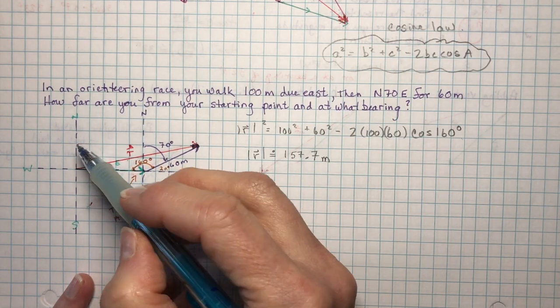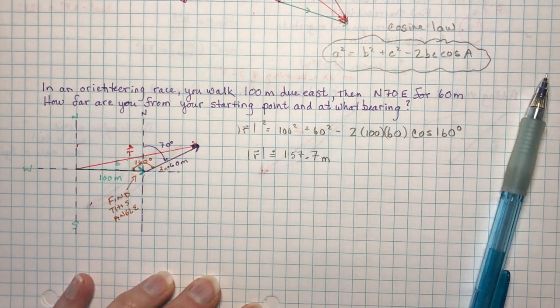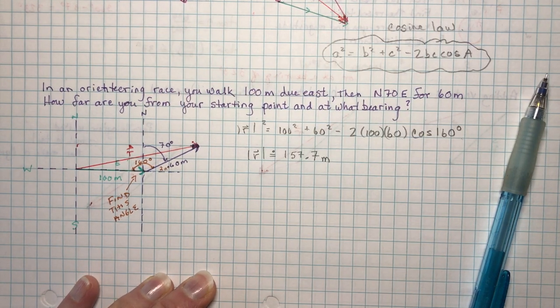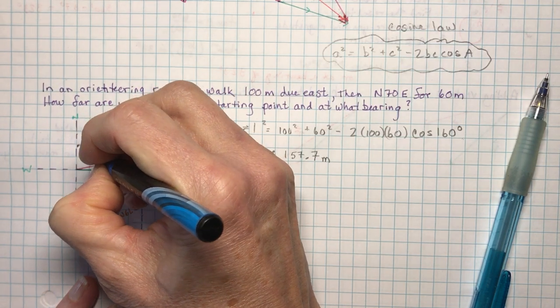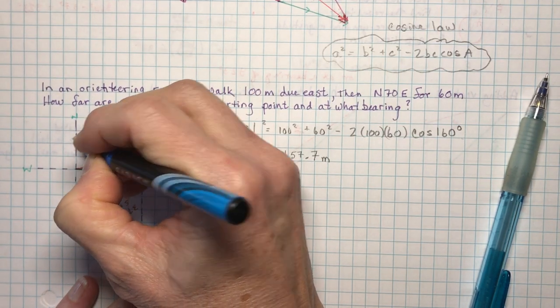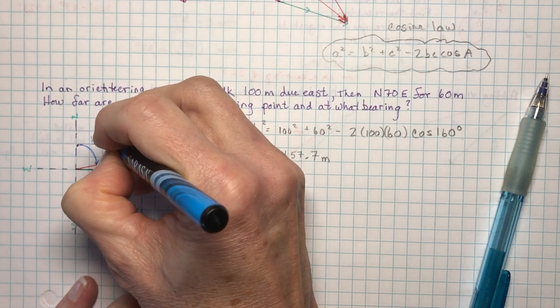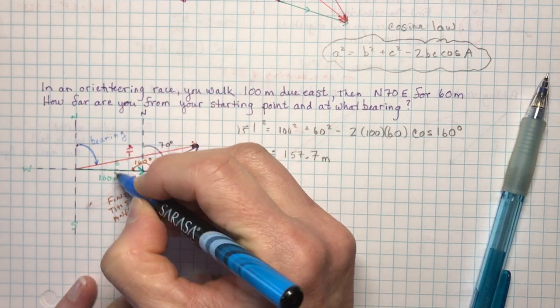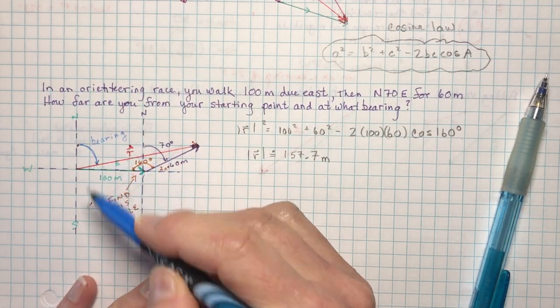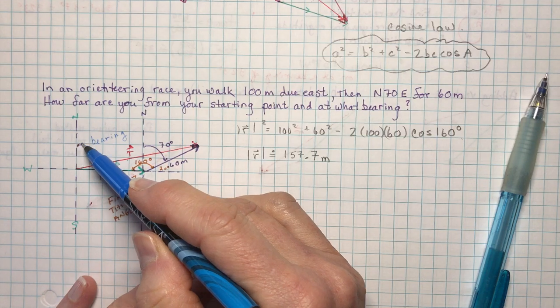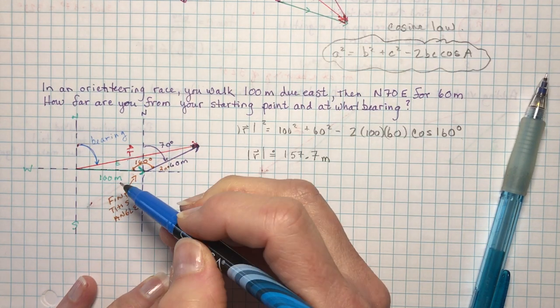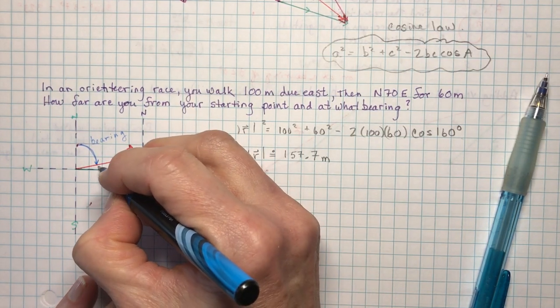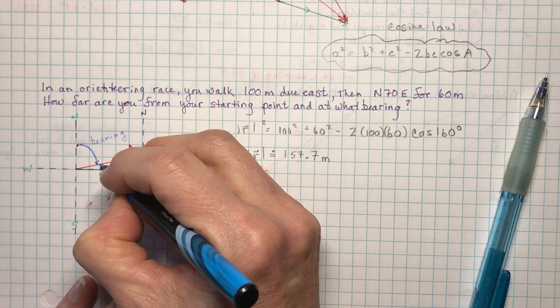Okay, so we've got the magnitude of R, and I need to know the bearing. So in order to know the bearing from here, I need another color. Let's get this blue going on. So the bearing is from here to here, right? Bearing measured from north to the resultant vector. So I want to know what is this angle. So in order to know this angle, I need to know what this angle is here, right? This is what I want to find, this one right in here.